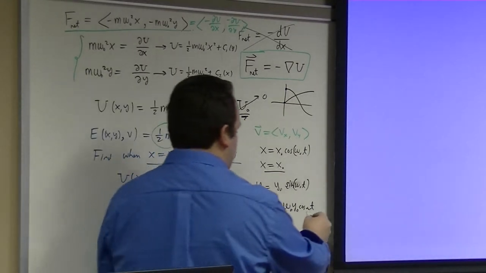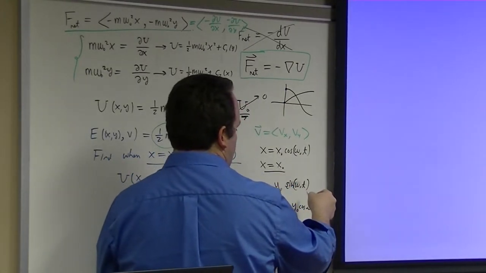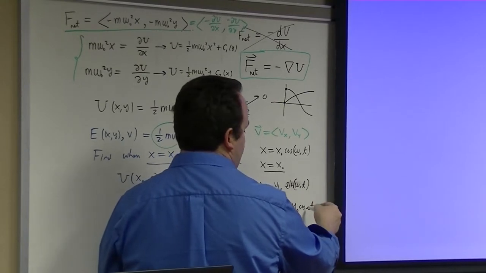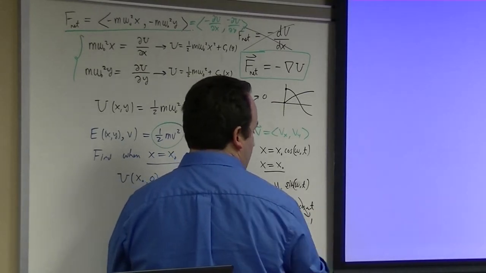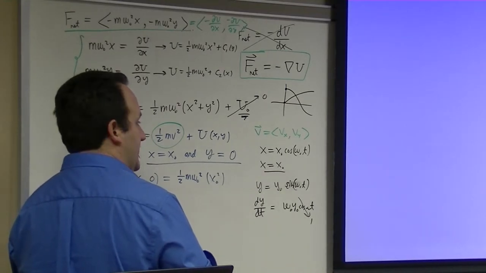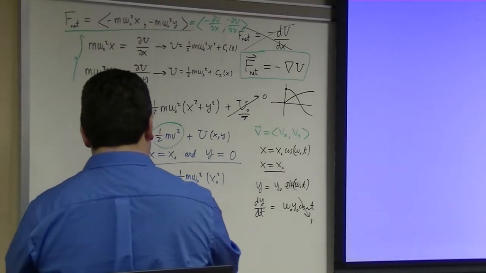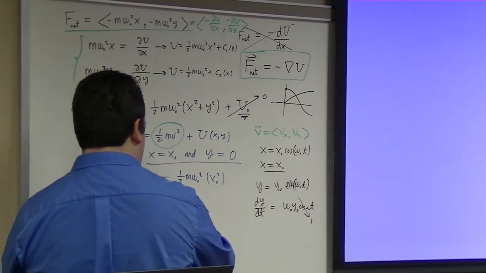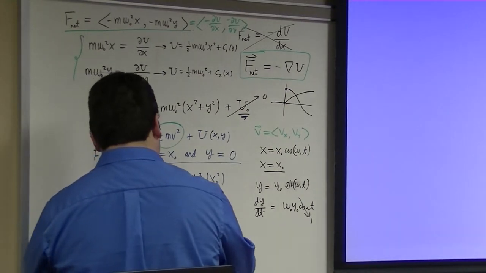Hey, but what's cosine omega naught t? At the time we're considering, we just figured out it's 1, right? What's the x component of the velocity? So what I'm trying to tell you is this particular values for x and y. I can think about it for a little bit.